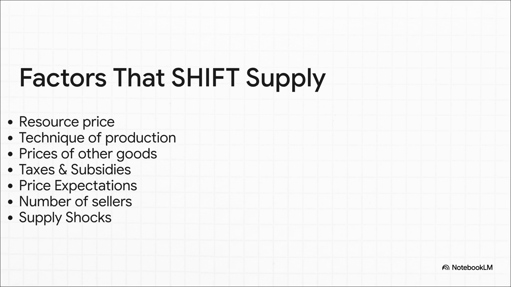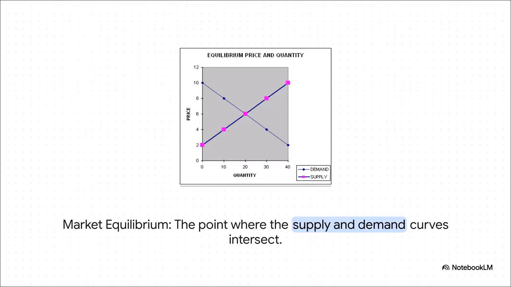For instance, if the government puts a new tax on cupcakes, that makes it more costly to produce them. That would decrease supply, which means the whole curve shifts to the left. So, this is where it all comes together.